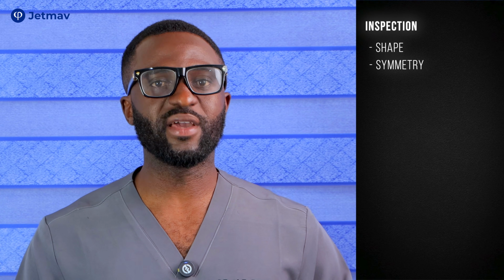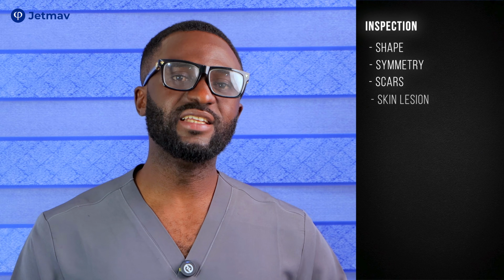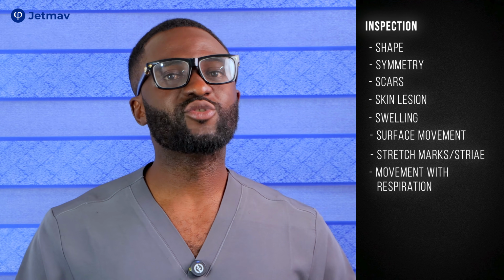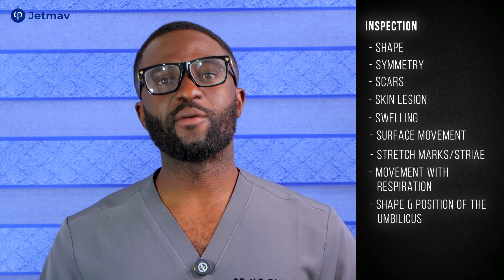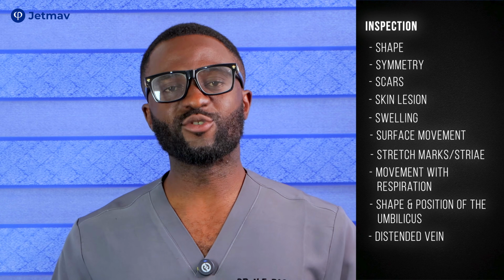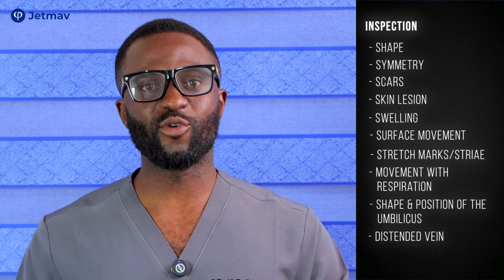You're going to be looking out for the shape, the symmetry of the abdomen. Is there any scar? Is there any skin lesion? Any swelling? Surface movements? Stretch marks? Movement with respiration? The shape and position of the umbilicus? Is there any distended vein? So we are going to take our time to briefly discuss each of them one after the other.